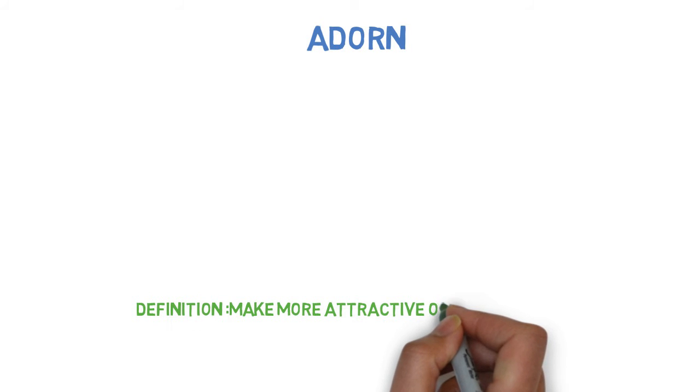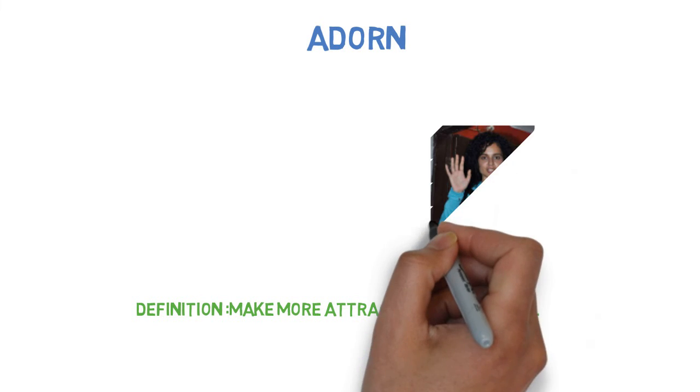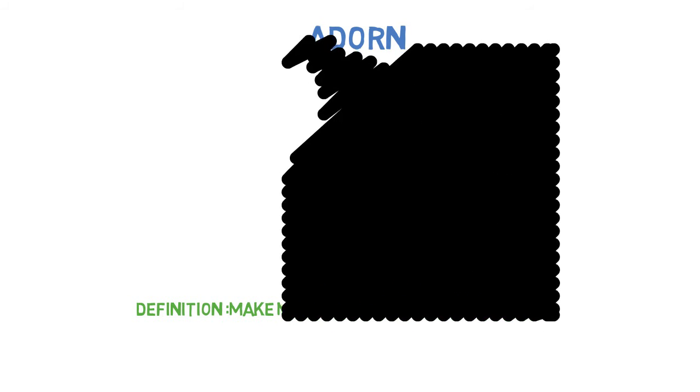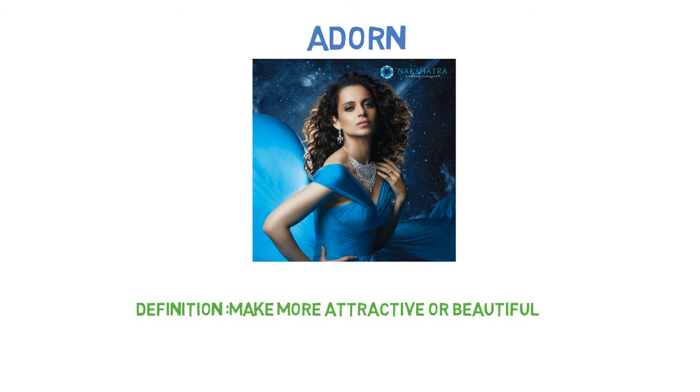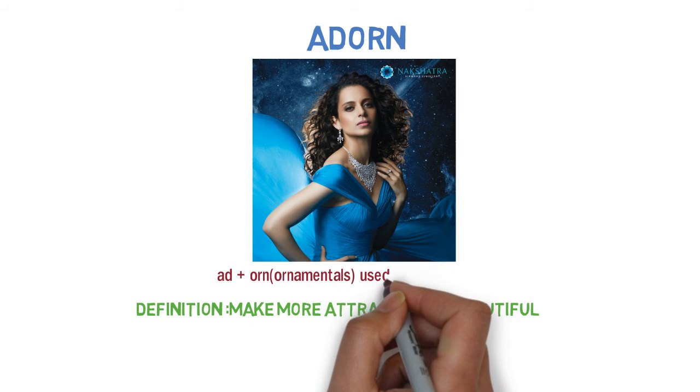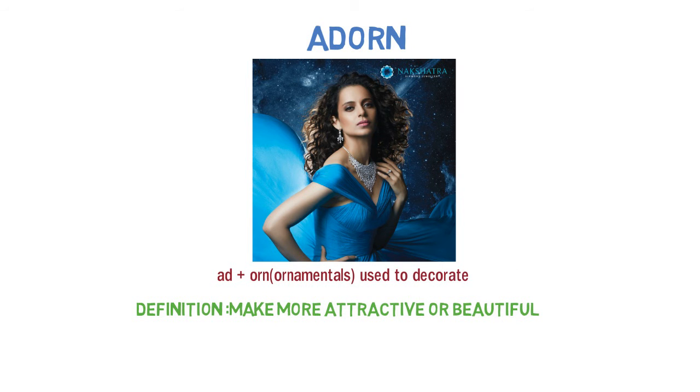Now adorn. Definition of adorn is make more attractive or beautiful. And here you can see there is an original photo of Kangana Ranaut without makeup, and after that she wore makeup and jewelry. She was looking very gorgeous. So the mnemonic which you can relate from this story is add plus orn. Orn means ornamentals. Okay, if you are adding ornamentals to a girl, she looks very beautiful. So add plus orn is used to decorate, and after decorating, the thing or person looks very beautiful.